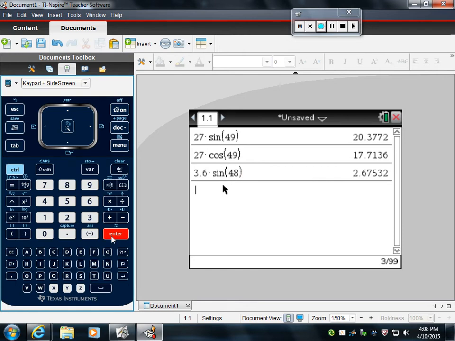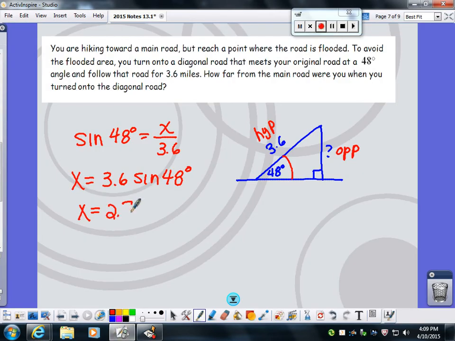All right, and it's rounded to the nearest tenth. So 2.7. And make sure you put your units, so 2.7 miles.